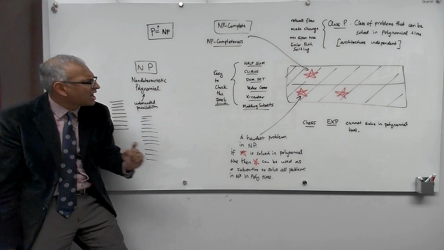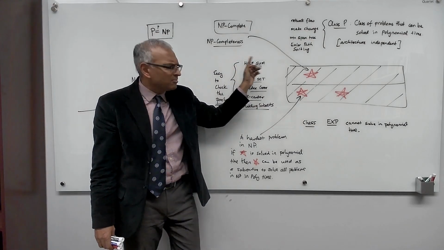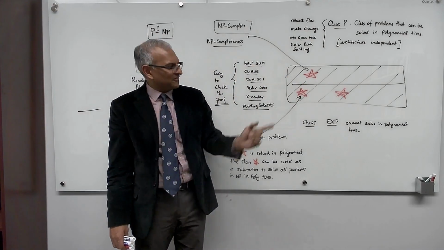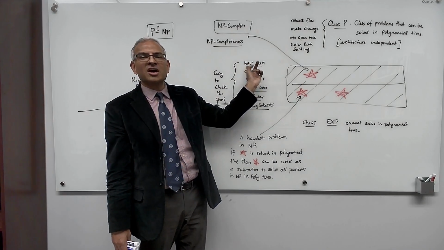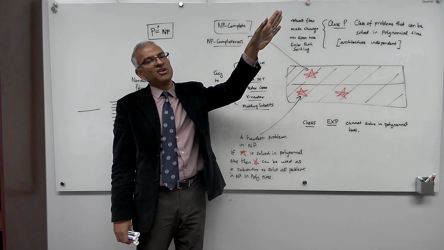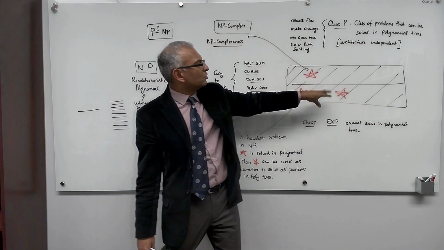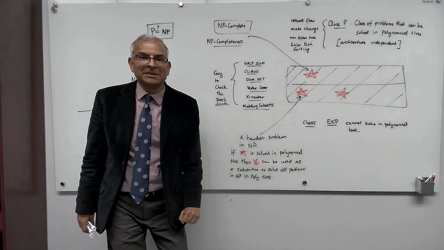So you might think, really? Half sum is a hardest problem in this fuzzy region? Yes. If you can come up with a polynomial algorithm for half sum, instant fame, $1,000,000. You will have proved that P is equal to NP.